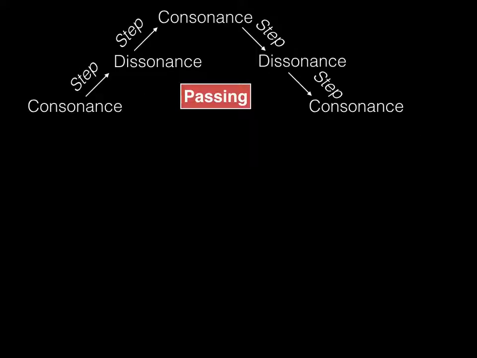So, passing notes. Passing notes look like this, where you've got two consonances and then a dissonance in between them, and you're stepping in the same direction between those two consonances when you hit that dissonance. So you've got a consonance and you step up to a dissonance and then you keep stepping up again to another consonance. Or you're on a consonance and you step down to a dissonance and then you continue stepping down. So you're filling in, going in the same direction, a dissonance between two consonances.